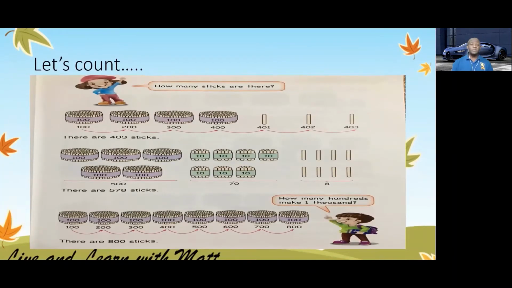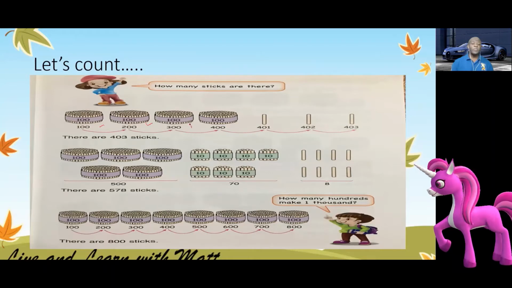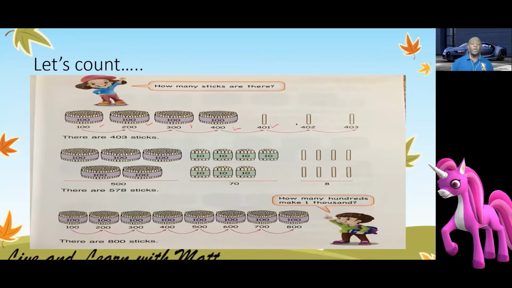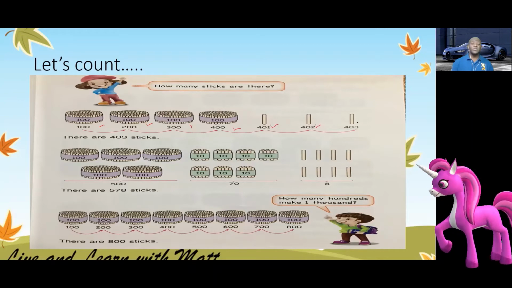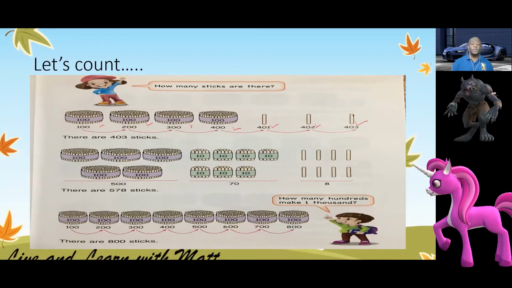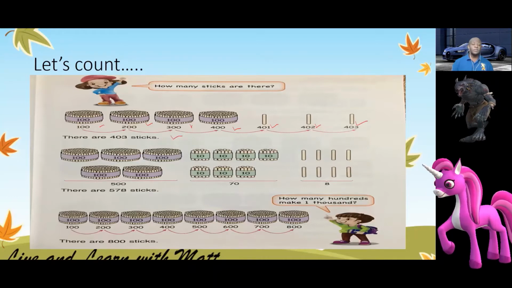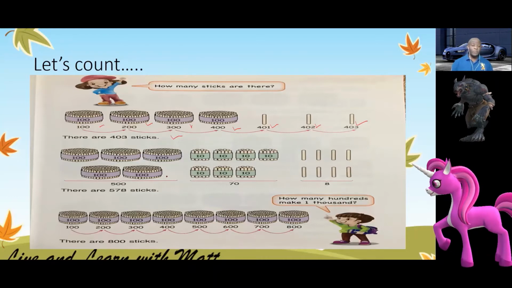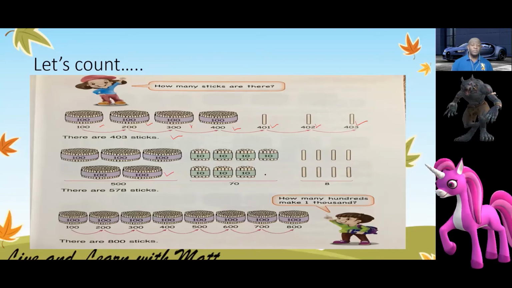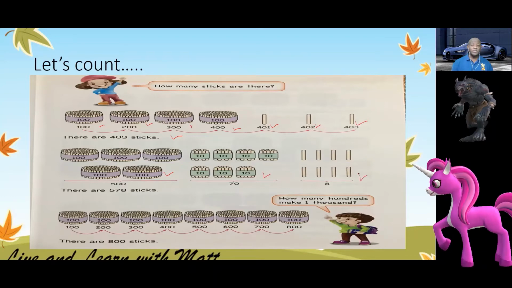Let's count. How many sticks are there? We have 100, 200, 300, 400, 401, 402, 403. So there are 403 sticks. Next one, we have 500 sticks, 70 sticks, and 8 sticks.